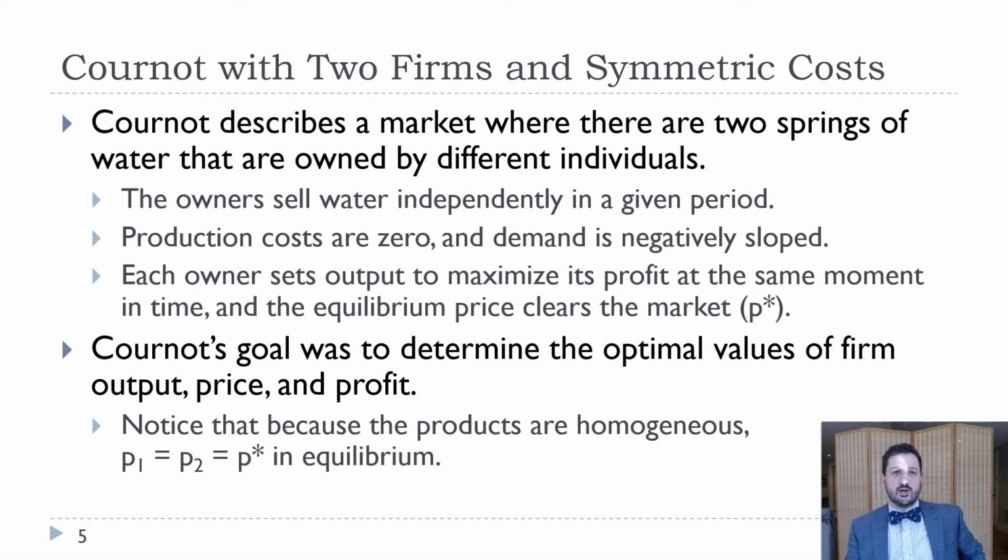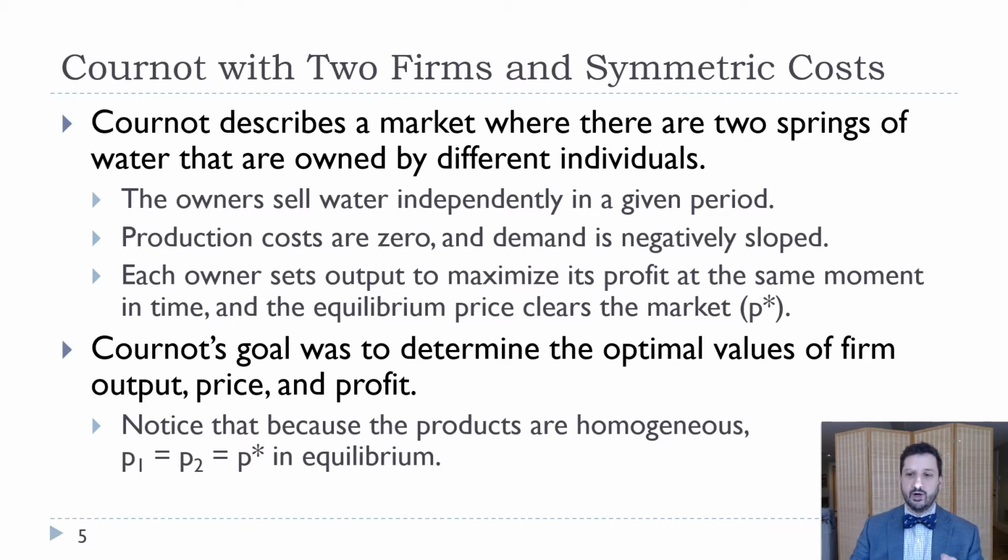So the first model we're going to talk about is a Cournot model with two firms, so just a duopoly, and symmetric costs. The way Cournot originally described the market was as two owners of springs of water that are each going to sell in a given period with zero production costs, negatively sloped demand, but there will be an equilibrium price that clears the market. So each firm will sell at the same price, and that, of course, is a key component.